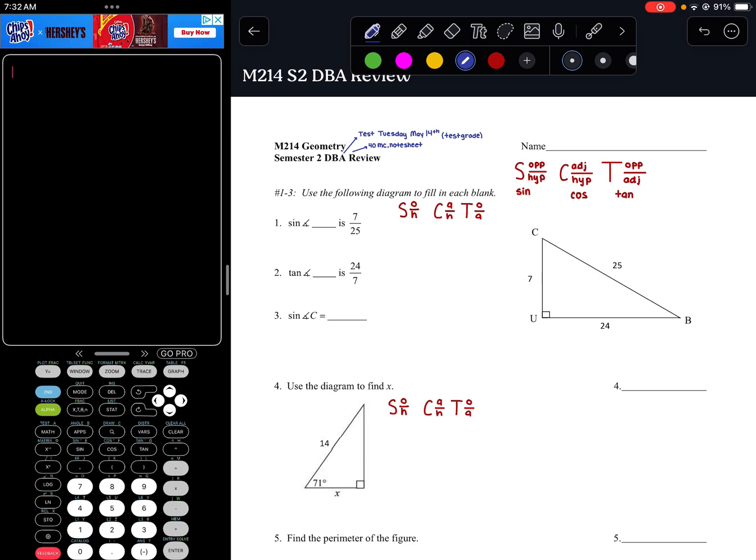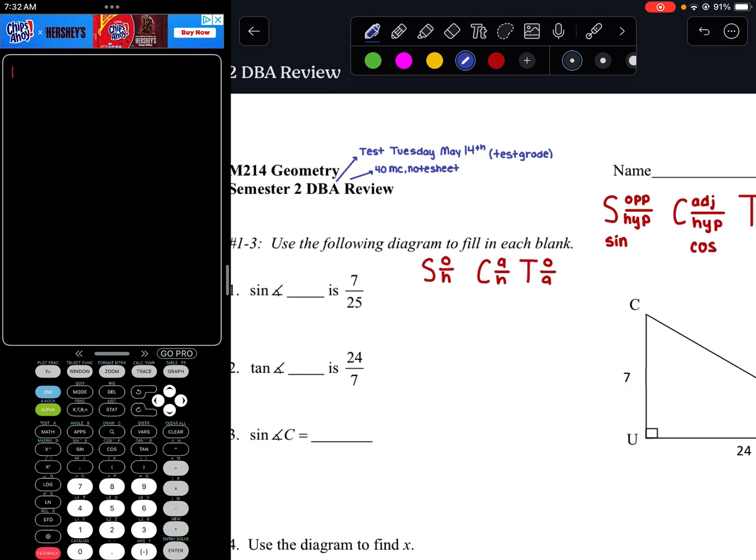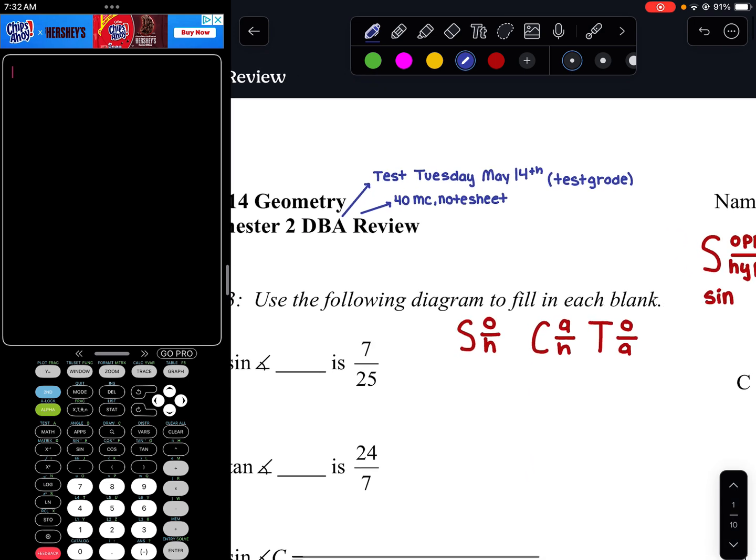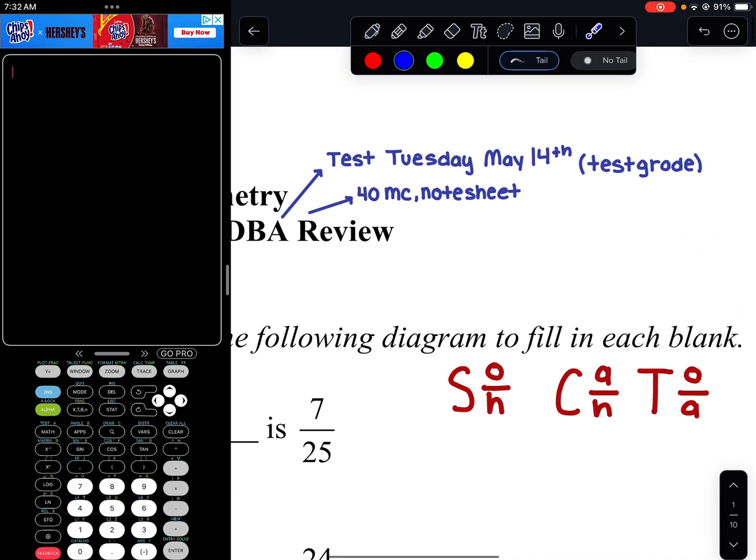Good morning. Okay, before we go over the review, I wanted to go over some general information. So this is a review for a test you will take next Tuesday, May 14th. This test will go in as your last test grade before your final exam. It will be 40 multiple choice questions that mirror the 40 questions you will see on the review.